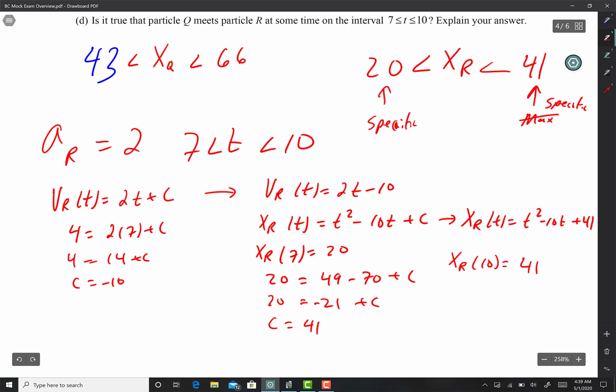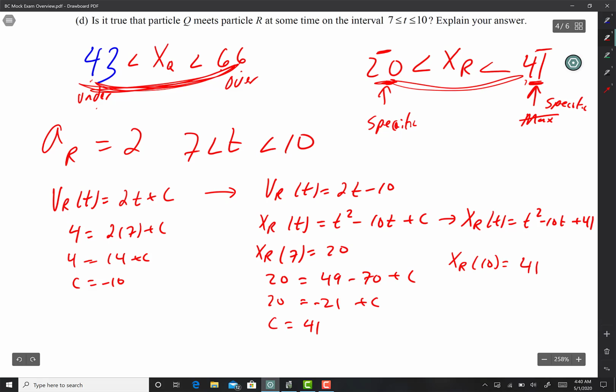This one at t equals 7 is 20, and at t equals 10 is 41. I know that at 10, this is an over approximate, and I know that at 7, this is an under approximate. But I know for a fact, if this is an under approximate and this is an over approximate, that x of q must be between there. It must. And I know that x of r definitely goes between there, because this is exact at 7 and this is exact at 10.